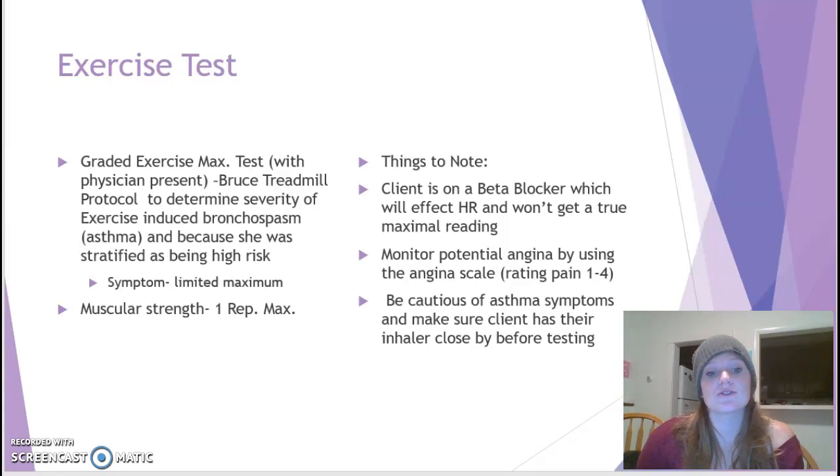And then we also want to do a muscular strength test, so the 1 rep max. Things to note: we need to note that the client is on a beta blocker, which will affect the heart rate, and we won't get a true maximal reading. We also need to monitor the potential for her angina, which is heart pain. She'll be using an angina scale, which is rated between 1 and 4. Because she is on medication, we shouldn't suspect her to be feeling any pain because of it. We also need to caution asthma symptoms like wheezing, and make sure that she has her inhaler very close by before testing.